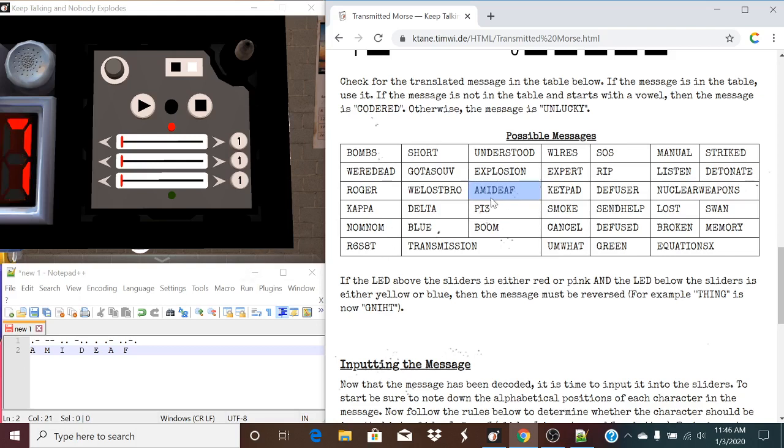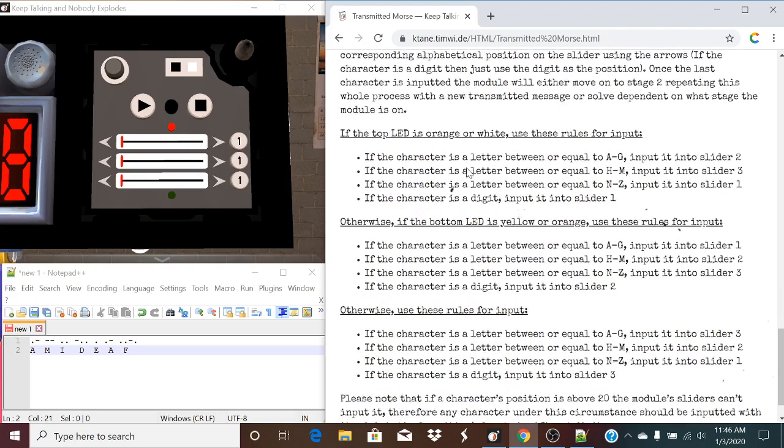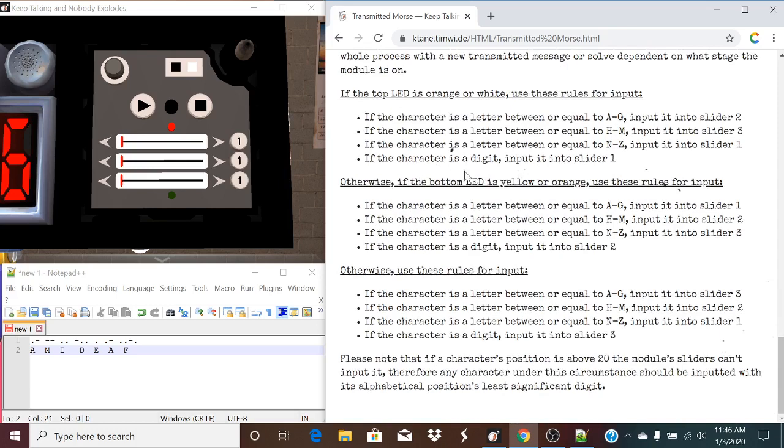Alright. So now, since that is indeed in the possible messages, we can input that. Let's take a look at our rules. Top LED is orange or white. Bottom LED is yellow or orange. Neither of those apply. So we're using these rules again.